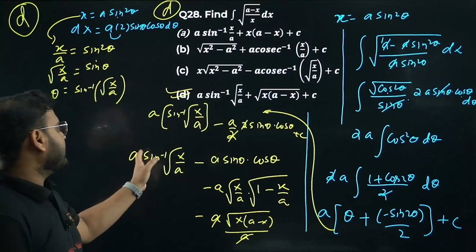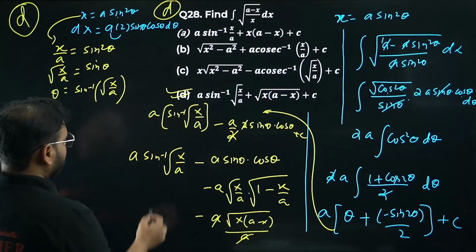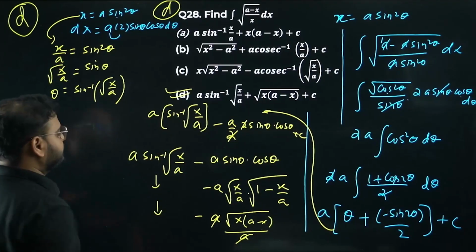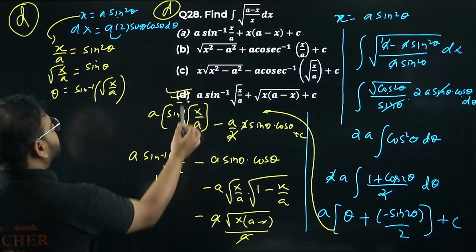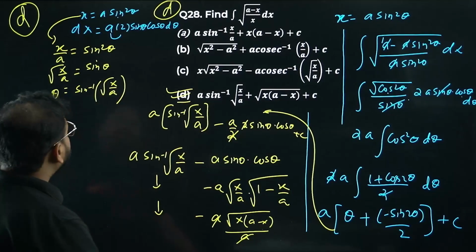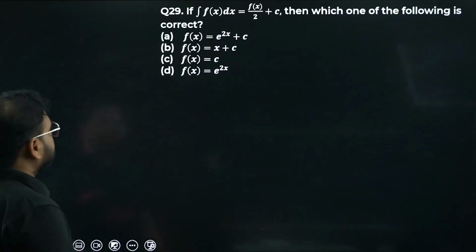Formula is a times of sine inverse of x minus a. This will continue, right? Over here and over here. Answer is option D. Please check. 28 is done. 29 now. 28 was a good question.